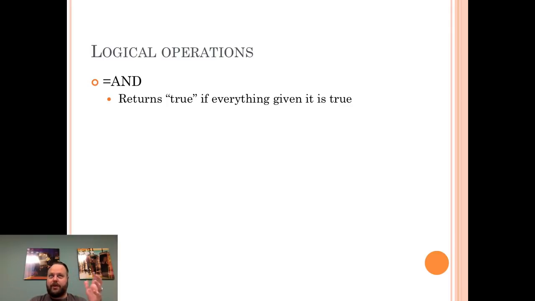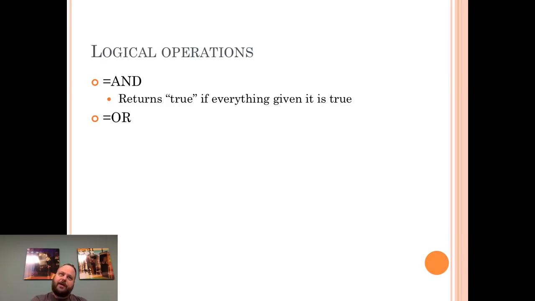That also works with more things. So if this is true and this is true and this is true, we get a true back. Now, if this is true and this is false and this is true, that will give back a false. Anything inside of that AND that happens to be false will automatically return false. So it's all or nothing.